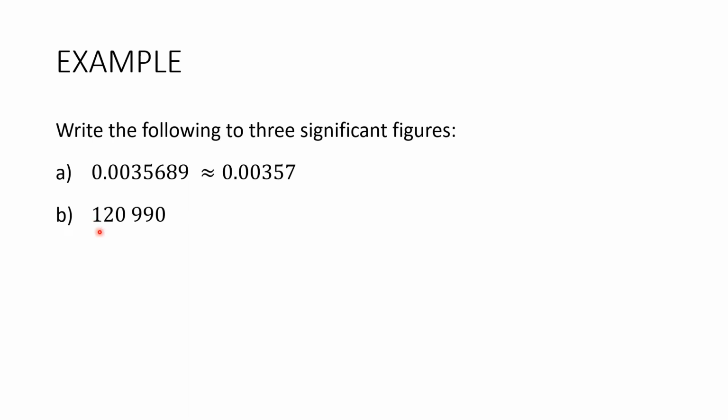We might have a large number, so we've got 120,990. We want to keep the 1, the 2, and this digit here. Look at the next bit, too big. We're going to round up. So this is approximately equal to 121,000.